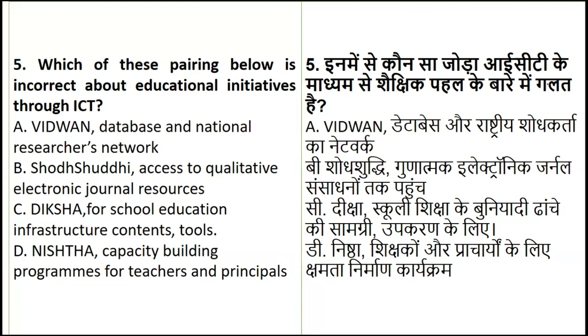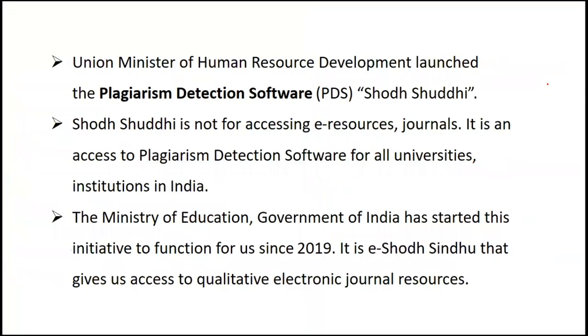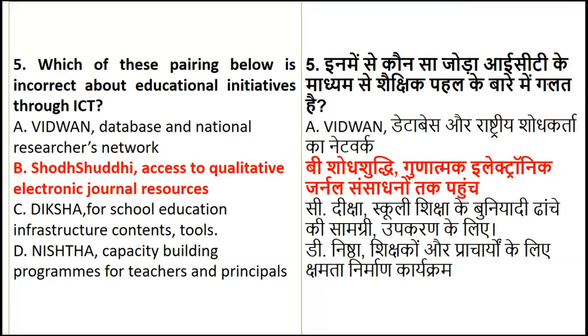So Vidwan, is it a database? Shuddhi, is it a research related option? Or Diksha, is it related to school education infrastructure, content or tools? So basically, which one is the odd man out? The one which is the odd man out is Shuddhi, which is given as access to qualitative electronic journal resources.